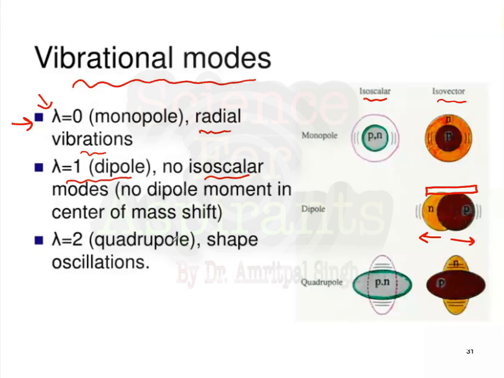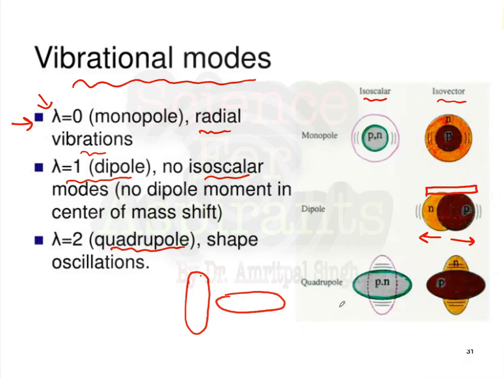Similarly, you can see that the nucleons form something like a prolate shape, and after some time it changes its shape and becomes oblate, and that is due to the quadrupole movement. This quadrupole movement, again, is due to the isoscalar and isovector concept: whether the proton and neutron are moving in the same direction or in opposite directions.